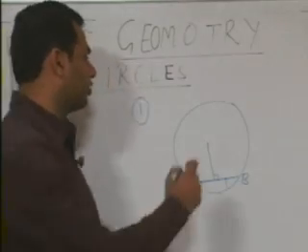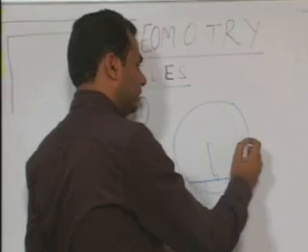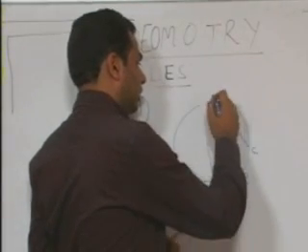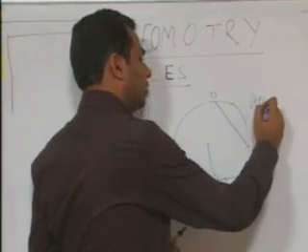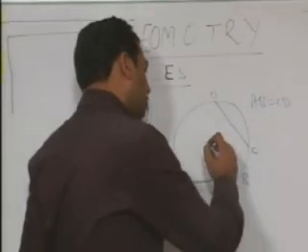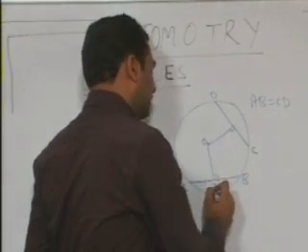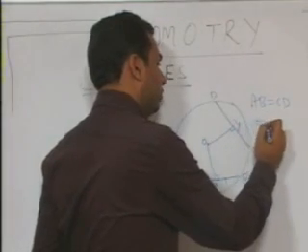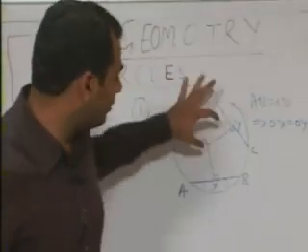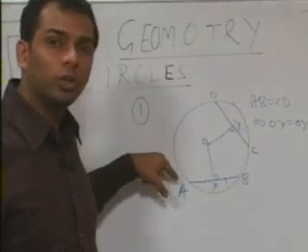Similarly, if there are two chords of equal length, for example, this is chord AB and this is chord CD, and let's say the length of AB is equal to CD. Then the perpendiculars drawn from the center to these chords are also equal. So if this is OX and this is OY, this implies that OX is equal to OY, or vice versa. If the lengths of these two perpendiculars are equal, then the lengths of these two chords are also equal.